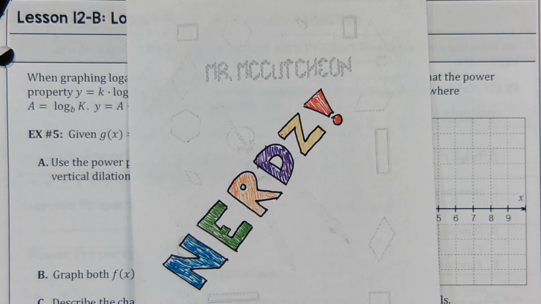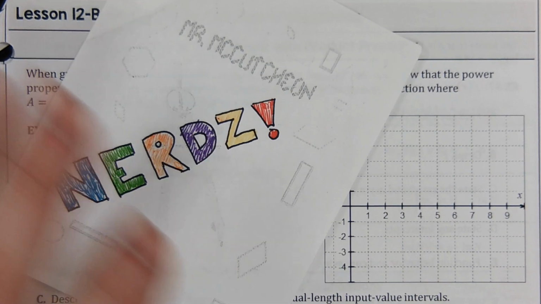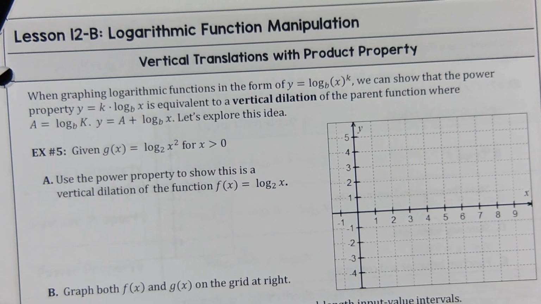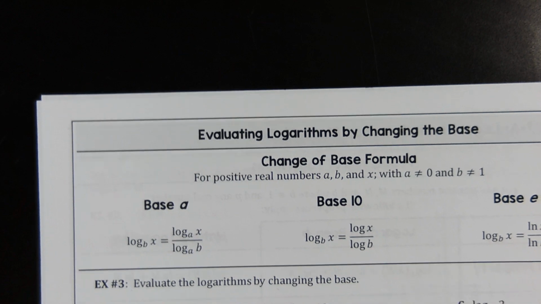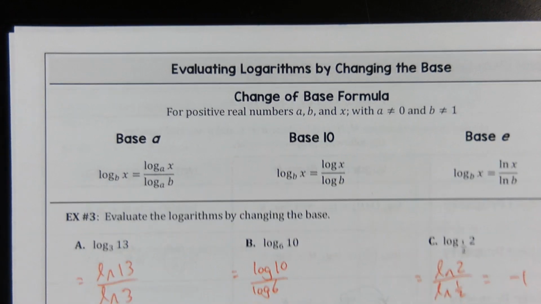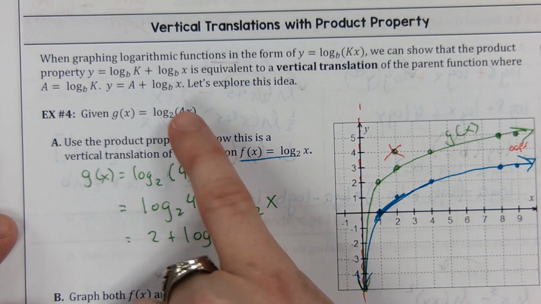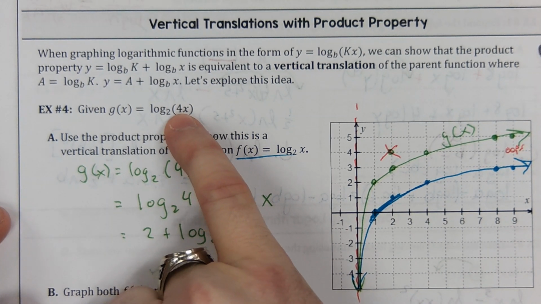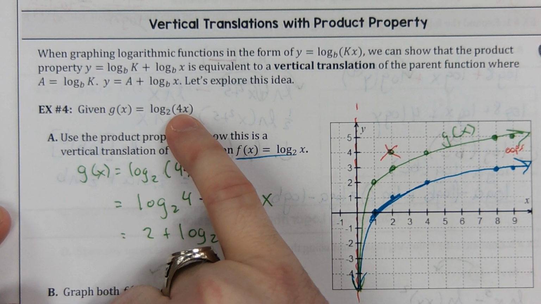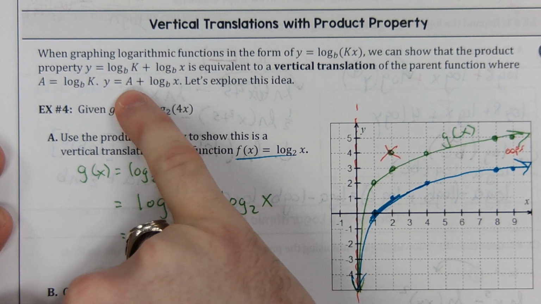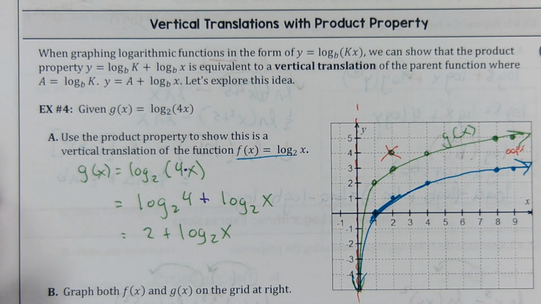All right. Exciting conclusion of Unit 2.12, 2-12, whatever you want to call it, logarithmic function manipulation. We finished up the last lesson by, well, we talked about change of base, but specifically what we were doing was we were showing that horizontal dilations can be manipulated to look like vertical shifts, which is pretty neat.